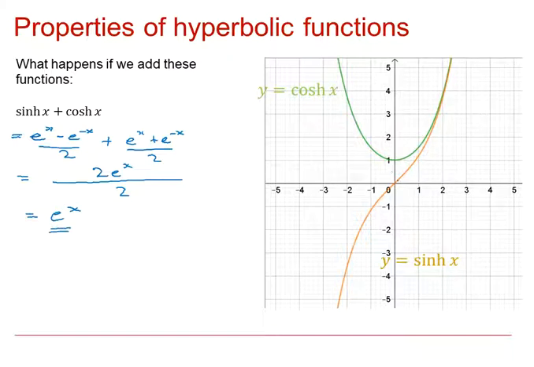So if I added these two functions together here, so 0 add 1 is there, I'd find another few points, and in fact this would look something like that. Cosh x plus sinh x behaves like e to the x.